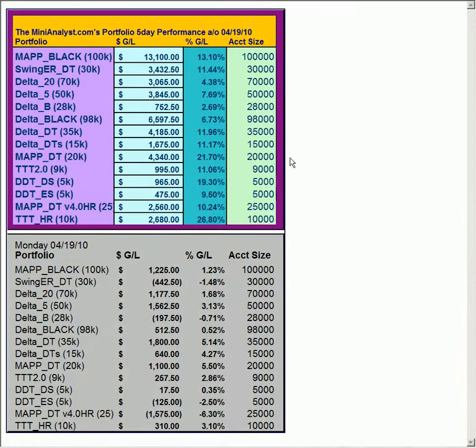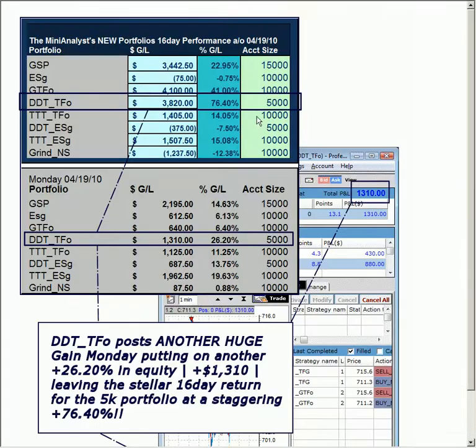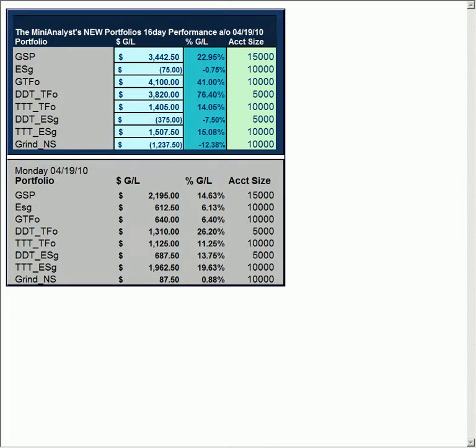Here's some of our primary models, 5-day returns. The standout is still TTTHR up 27% on a $10,000 portfolio. I believe that's the standout on our primary futures models. These are our newer models. DDT TFO up 76%, almost 80%.